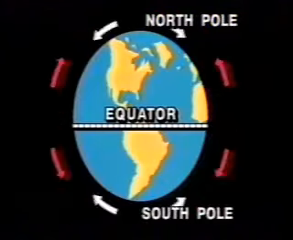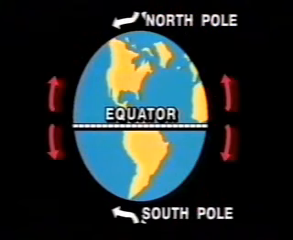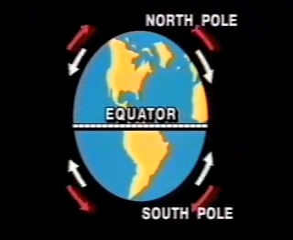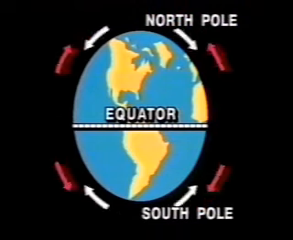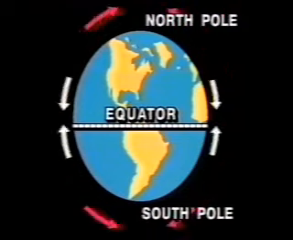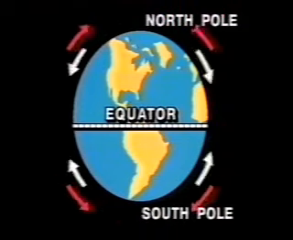Because of these constant temperature differences, hot air at the equator rises and moves toward the poles, while the cooler air at the poles sinks and moves toward the equator, thus creating a continuing wind system. The Earth's rotation causes these winds to shift.